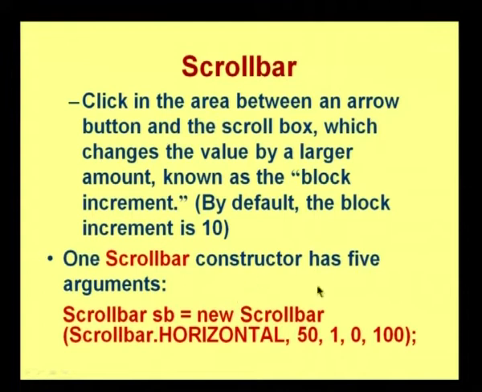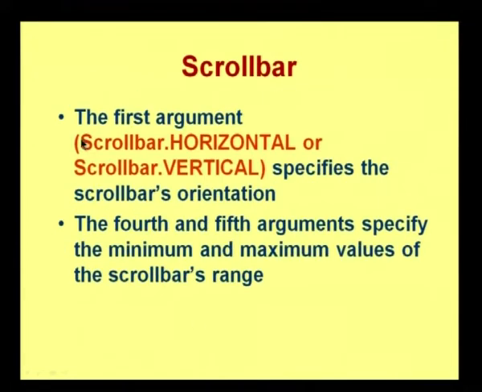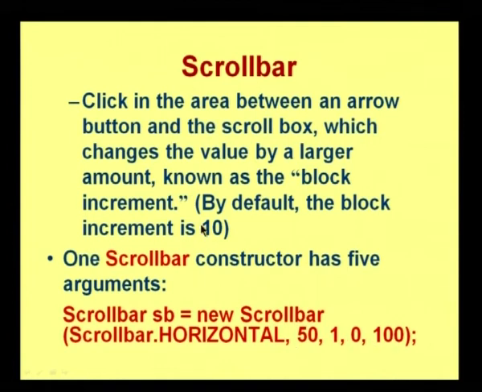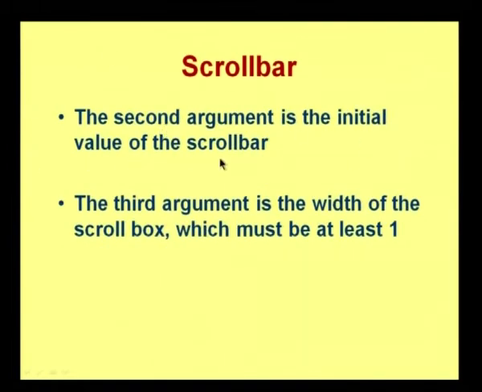The scroll bar constructor has 5 arguments. One is which type of scroll bar it is, and then the values that you need to use, that is your minimum value, your maximum value, and then the minimum increment and the maximum increment. So, the first argument may be horizontal or vertical. This specifies the orientation, whether you have to move horizontally or vertically. The 4th and 5th arguments specify the minimum and maximum values of the scroll bar's range. So, as I told you, this is the range of the scroll bar. The second argument is the initial value of the scroll bar, and the third is the width of the scroll bar.